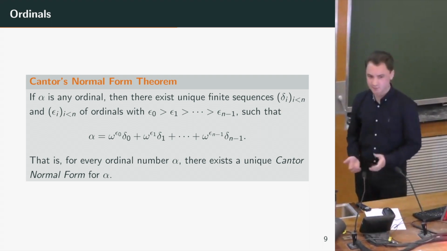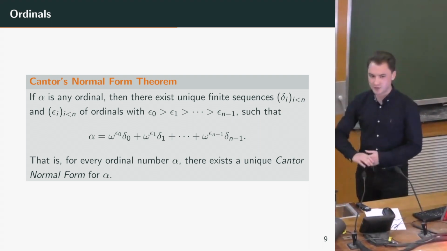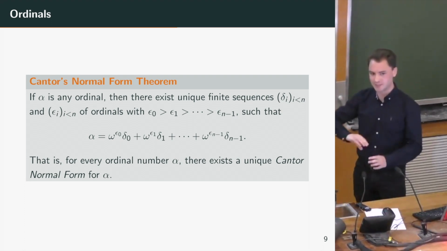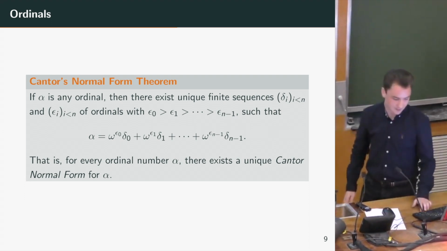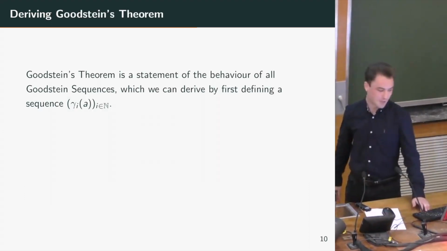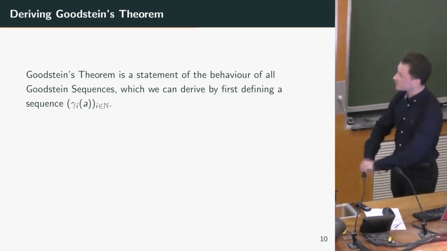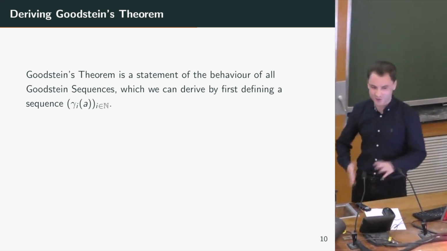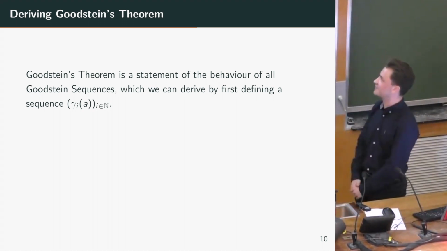And this is really nice to know about because it allows us to define a separate sequence which we can use to talk about Goodstein sequences and derive Goodstein's theorem. And that's precisely what we're going to do now. So we're going to define this new sequence called the gamma sequence, which is not the official term, but it's just a nice way to describe it.